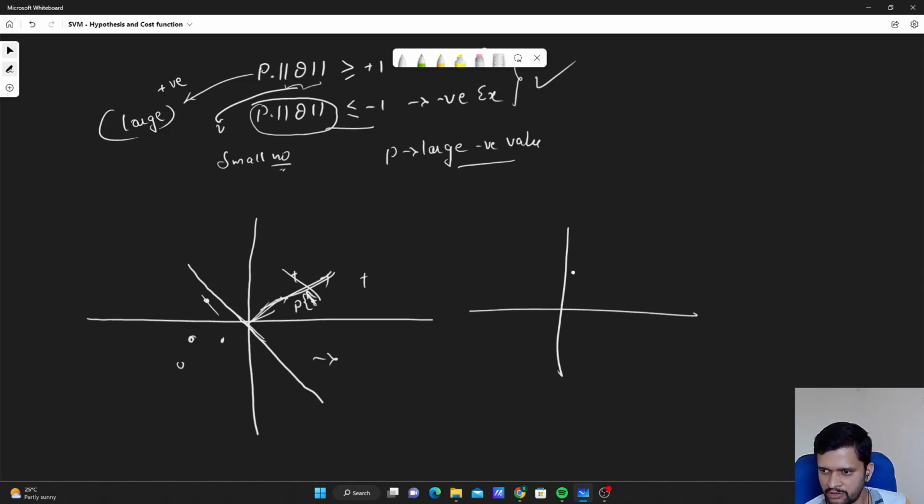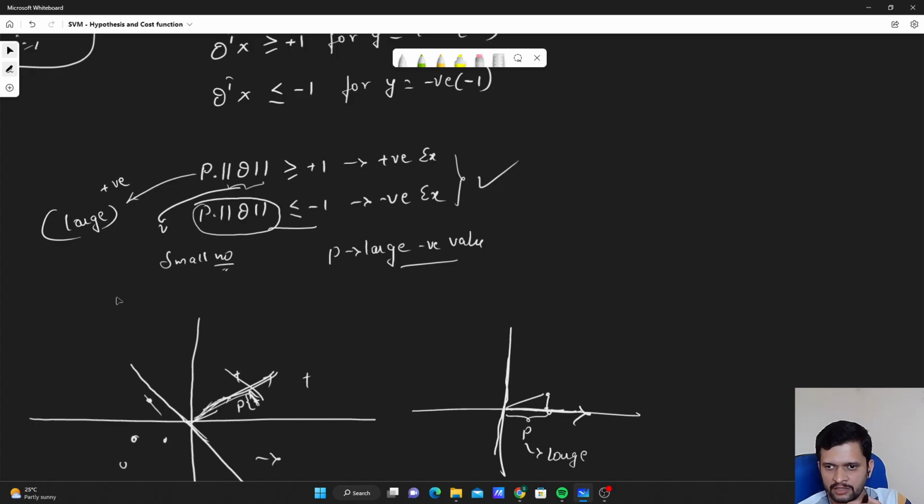So what does the support vector machine choose? Let's say we choose a decision boundary like this. With the help of linear algebra, we can show that theta will be perpendicular to the decision boundary. Now the length of the projection of this particular point is this, and it will be large compared to the earlier decision boundary, correct? So this is how we come up with a large margin for the decision boundary when we are dealing with a support vector machine.